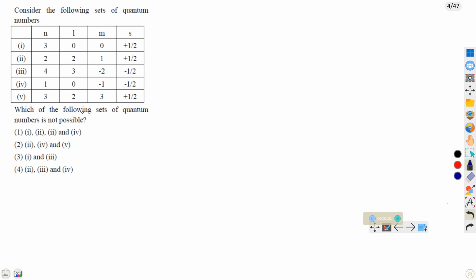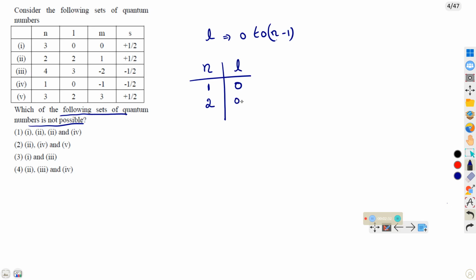Consider the following set of quantum numbers. Which of the following set of quantum numbers is not possible? Remember, L values are from 0 to n minus 1. Suppose n value is equal to 1, then possible L value 0. N value 2, possible L value 0, 1. N value 3, possible L value 0, 1, 2. N value 4, possible L value 0, 1, 2, 3.